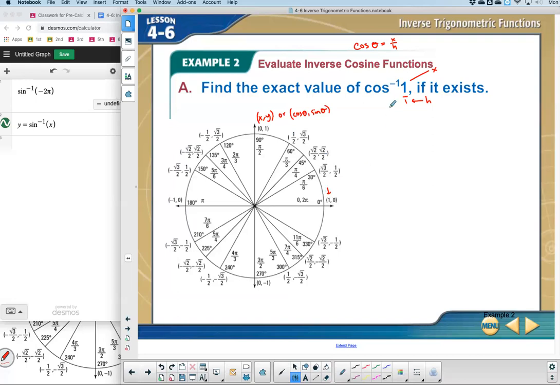So your angle that it comes from, because that's what it's going to be equal to, is this angle right over here. And it's the first angle that occurs. 0 happens faster, 2 pi goes all the way around. So that's 2 pi. This is 0. 0 is quicker, so the answer is 0. Cosine inverse of 1 should equal 0.